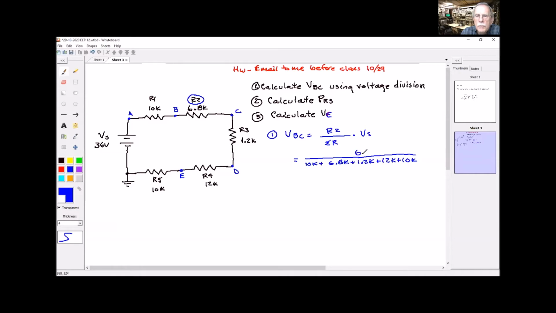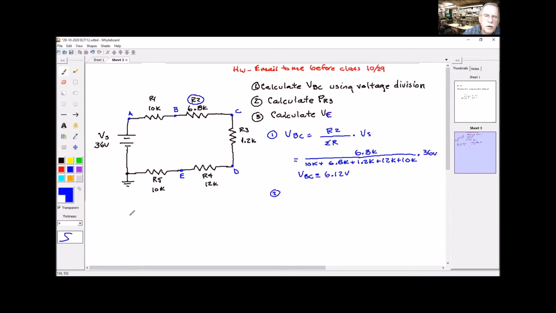And in the top, we put the resistor we want to find the voltage across. So remember the rule was, this is the resistor we want to find the voltage across. This is the sum of the resistors, and we're going to multiply that times VS, which in this case is 36 volts. So VBC, when all is said and done, the sum of the resistors turns out to be 40. VBC turns out to be 6.12 volts. Okay. The second one is calculate P sub R3.